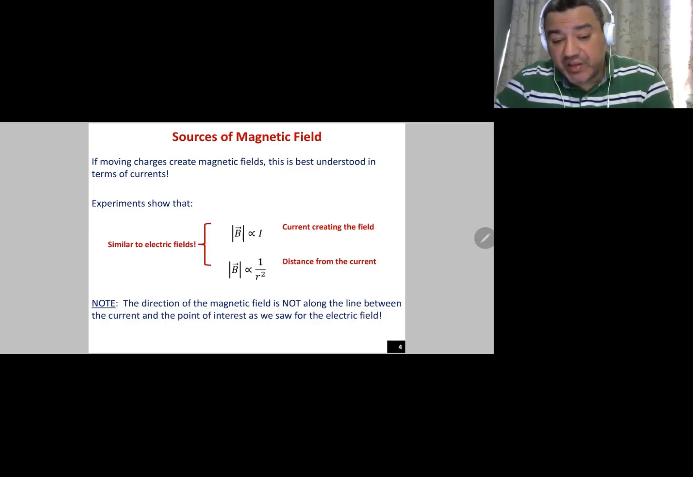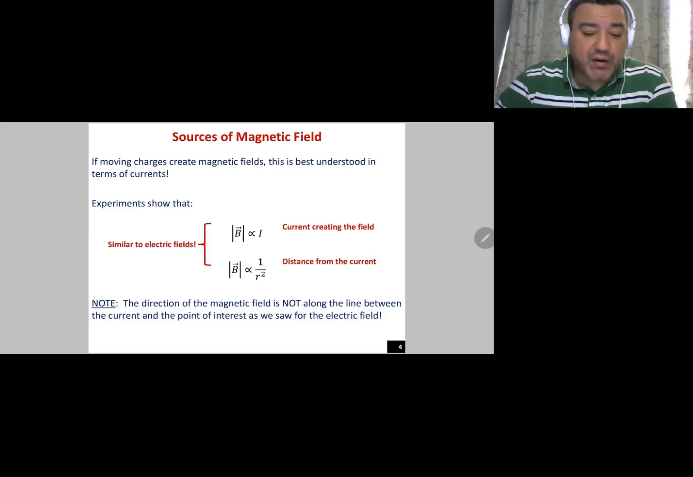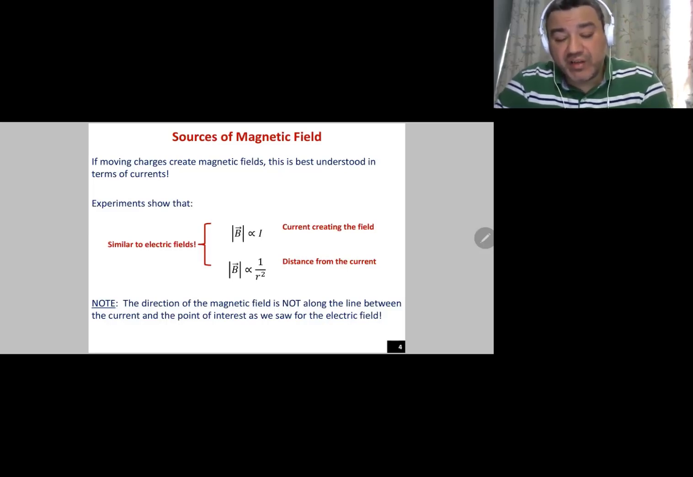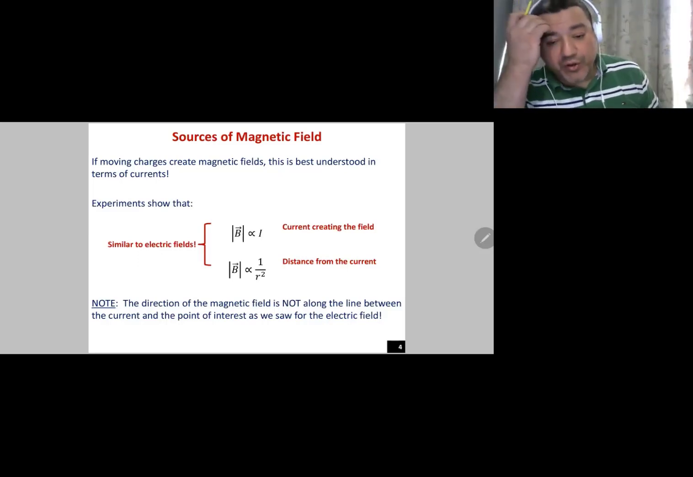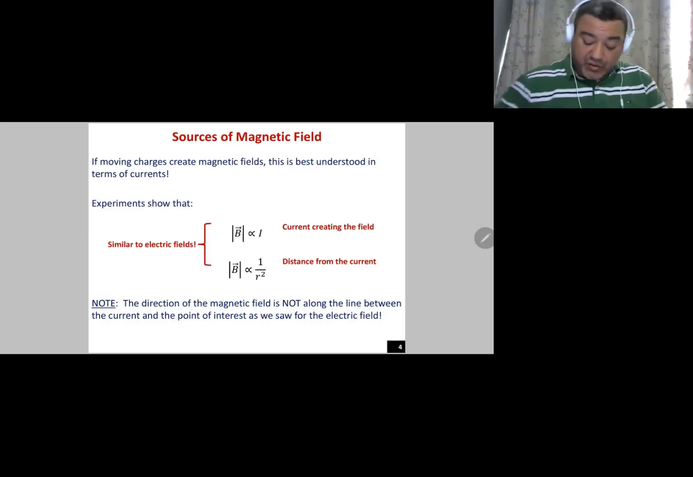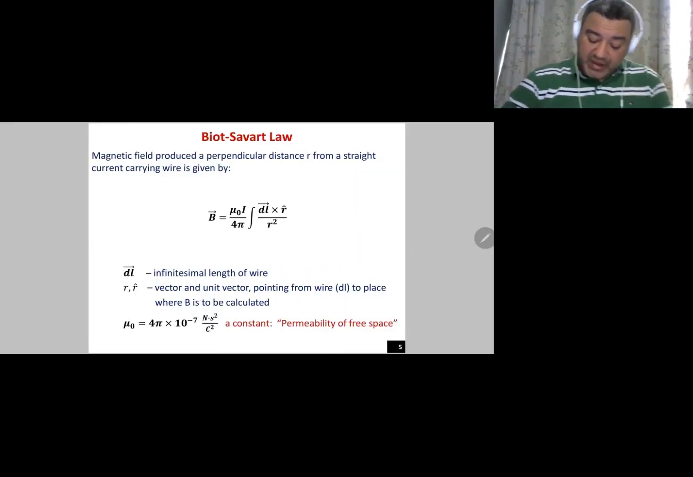However, the direction here is different, and this is similar to what we have seen in the electric field before. However, the direction for the magnetic field is different. It is not along the line between the current and the point of interest. No, it is the cross product between the current direction and the vector between the differential element and the point of observation. So we will see this shortly.